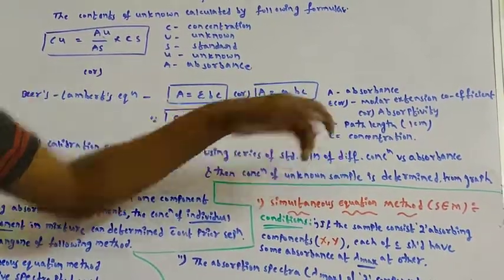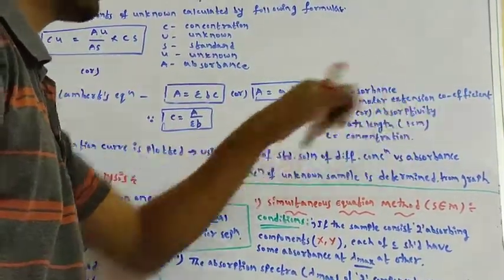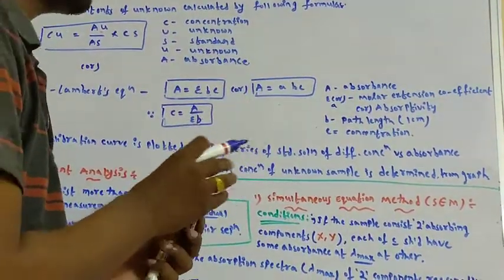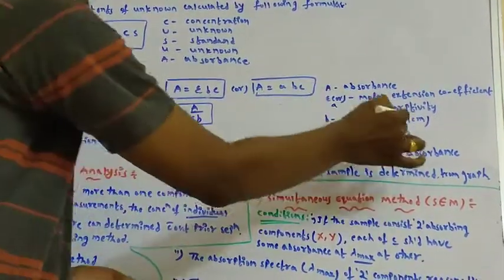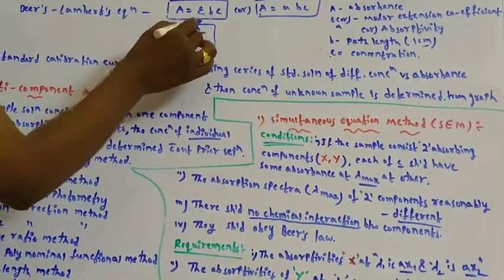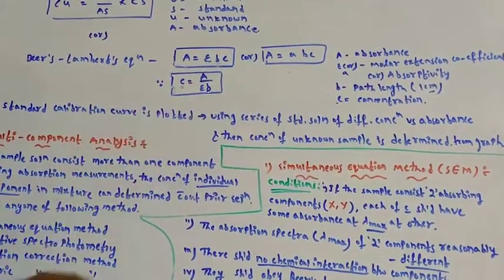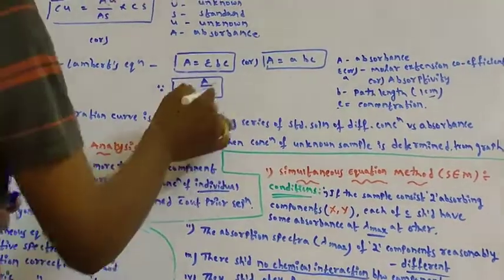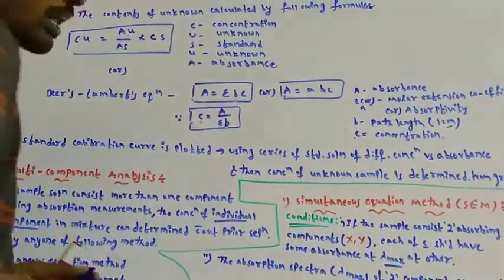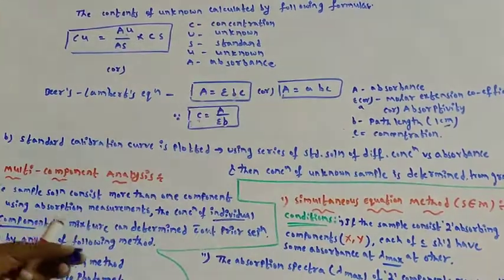Epsilon, or a, means molar extinction coefficient or absorptivity, and B means path length, that is the cuvette length. Path length will generally be constant, 1 centimeter, and C means concentration. What we need to determine is the concentration, so it will be A by epsilon B. B is constant. If you know the absorbance value and the molar extinction coefficient or absorptivity value, then the concentration of the unknown compound can be determined.